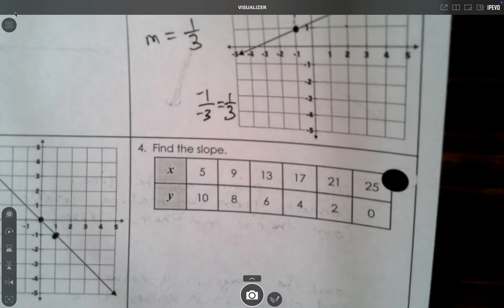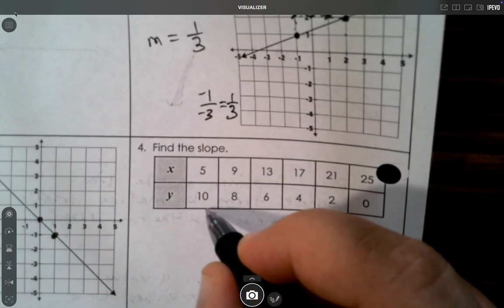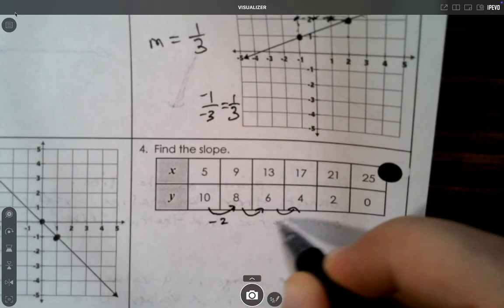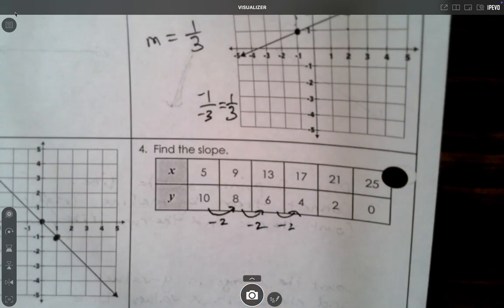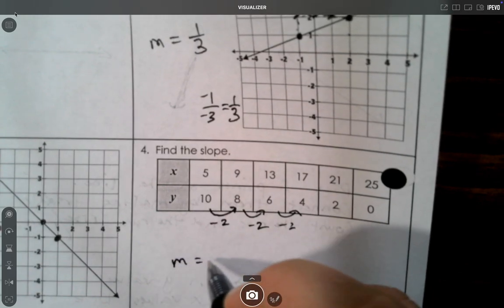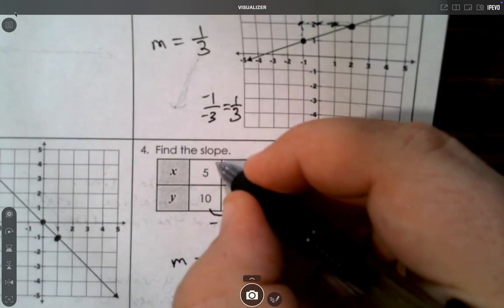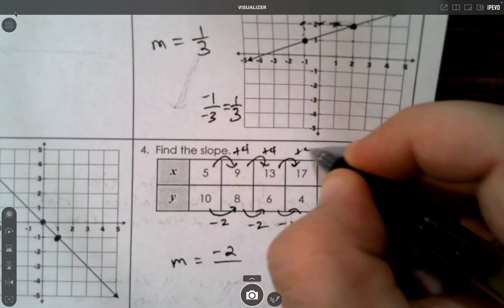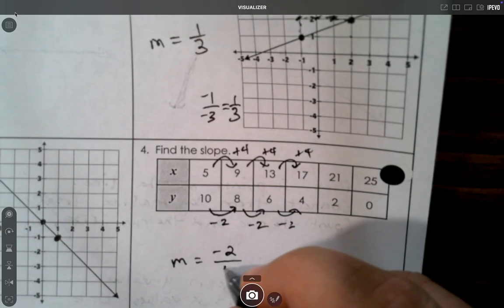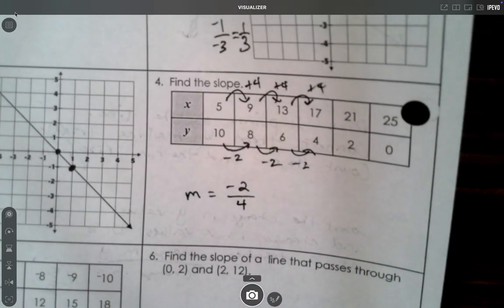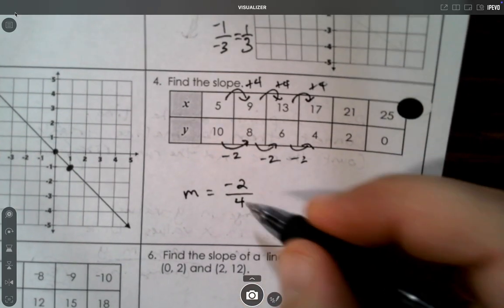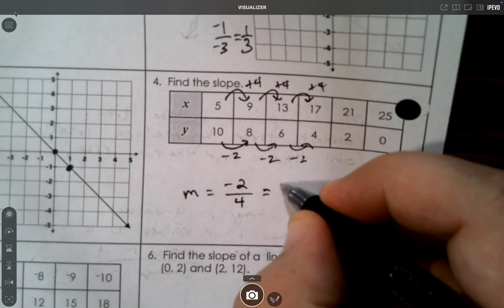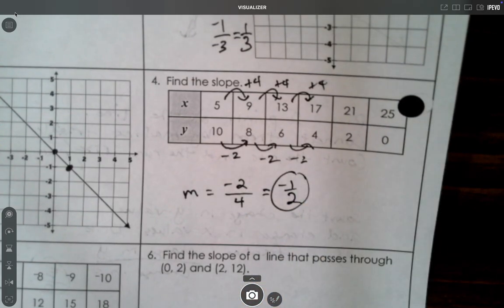So find the slope. So I'll just do the y's first since it goes on top. Notice this time we're going down. So it's going down 2, down 2, down 2. And it keeps going. So on top, I'll put a negative 2 because I'm going down 2. Now the x is going up 4, up 4, up 4. So I put a positive 4 on the bottom. And when possible, you do need to reduce the fraction. So you will lose a point for leaving it this way. But we reduce this and say the slope is negative 1/2.